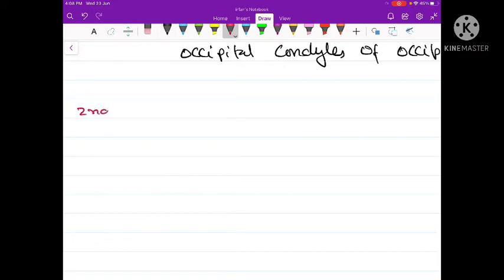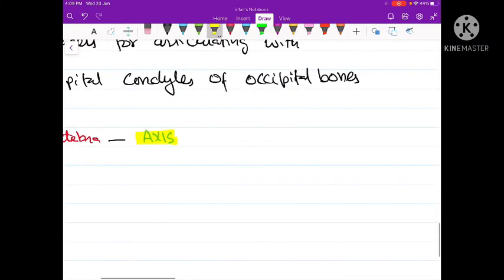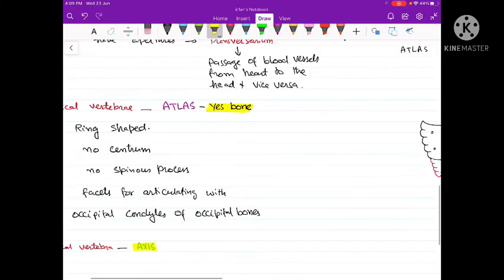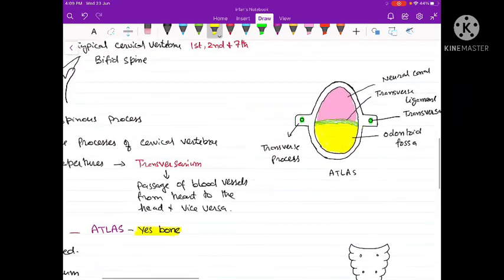So the second cervical vertebra is also known as the axis. Axis is the second cervical vertebra. Like the first cervical vertebra, it also has some modifications. As far as its modifications are concerned, let us have a look at its diagram. I will show you the modifications of this vertebra in the diagram.